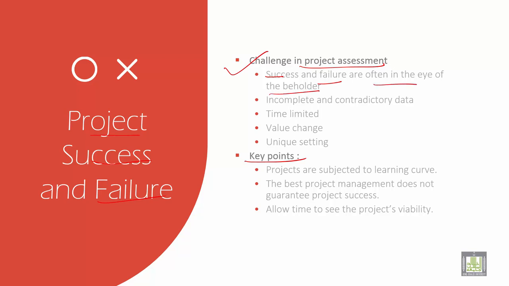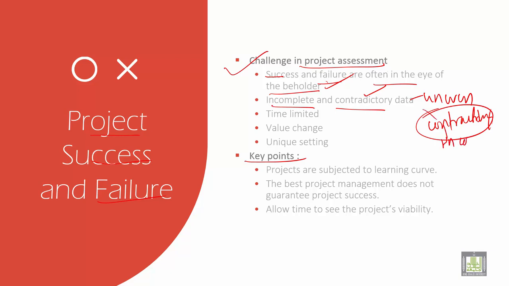When you're continuing the project, how it is seen is based on the eye of the beholder, how he sees whether it will be a success or a failure. And sometimes it may be incomplete. Incomplete means not finishing on proper time, there is lag in lead time, then contradictory data, uneven data. So these are the factors which are uncontrolled. Contradictory means uncontrolled. You are not able to control the factors.